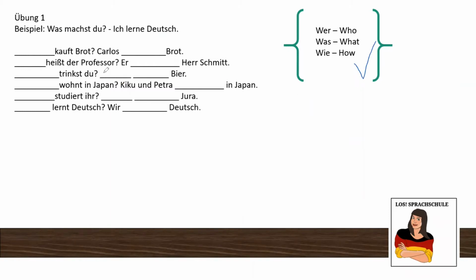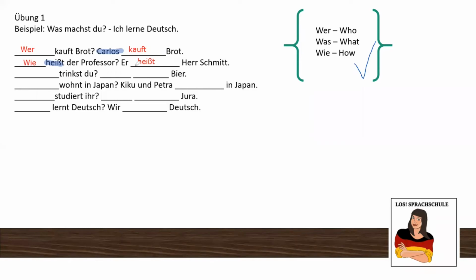Okay, let's check out the answers. Here we have Carlos. It's a person, so it's easy or safe to say, wer kauft Brot? Carlos kauft Brot. Who buys bread? Carlos buys bread. Heißen, to be named, to be called. And we know, aha, there's a special question we learned as a pattern with how is somebody named? Wie heißt der Professor? Heißt Herr Schmidt.